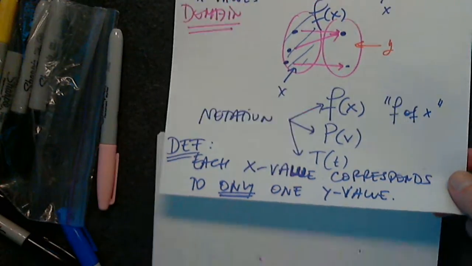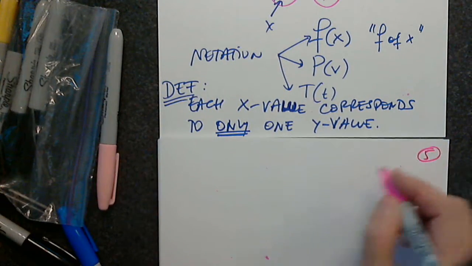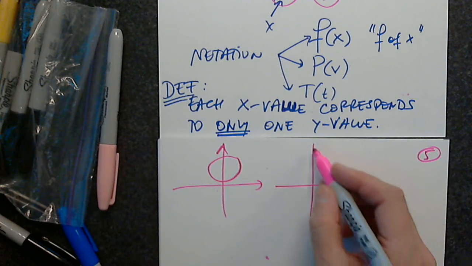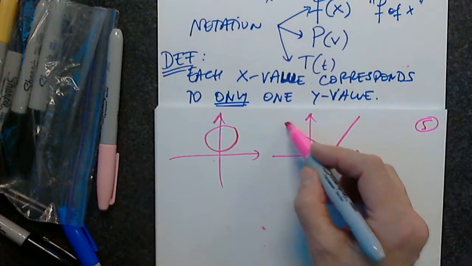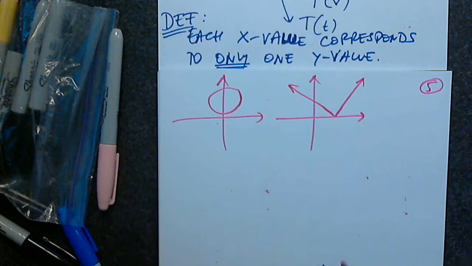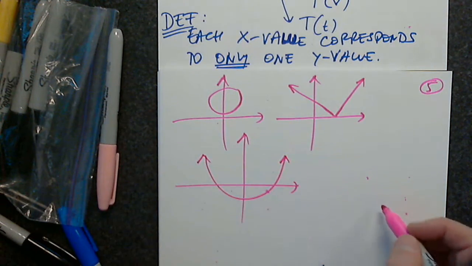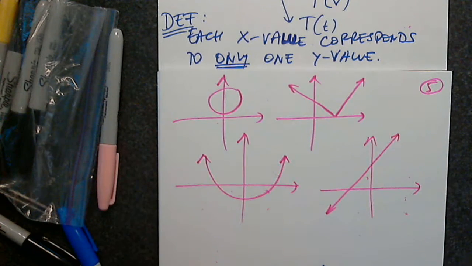What if I'm given some graphs? Can I identify whether they represent functions or not? So let's take a look. Here's a graph. Here's another. Here's another. And here's one more. When I look at a graph, how will I know whether the graph represents a function or not?